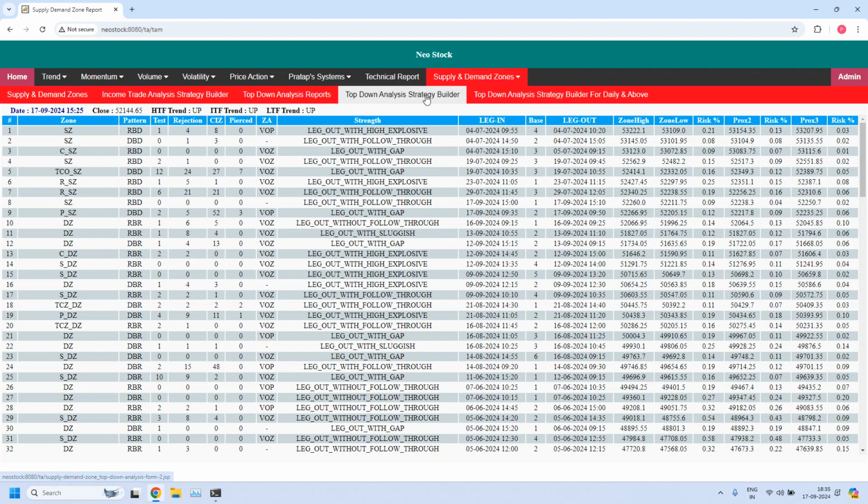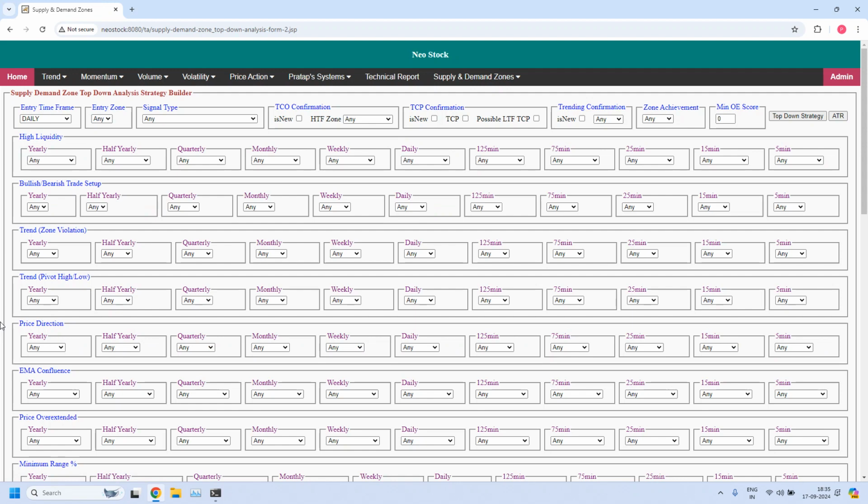Next let us generate the reports for different income trades. That is monthly income trade bullish and bearish trade setup, weekly income trade bullish and bearish trade setup, daily income trade bullish and bearish trade setup, and hourly income trade bullish and bearish trade setups. First let's start with monthly income trade bullish trade setup. For monthly income trade, entry time frame is daily.